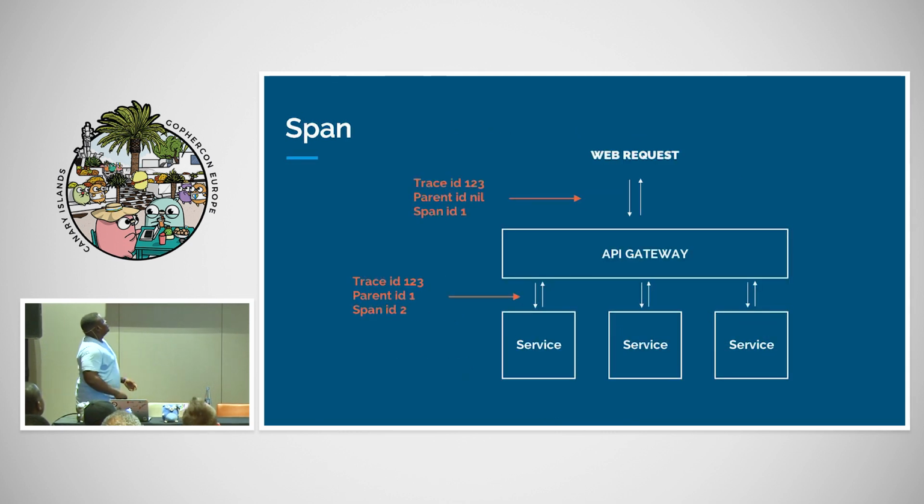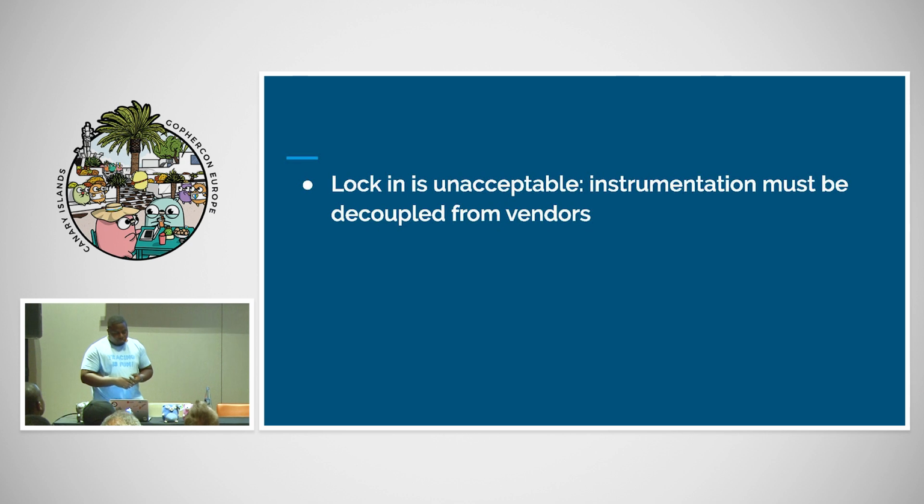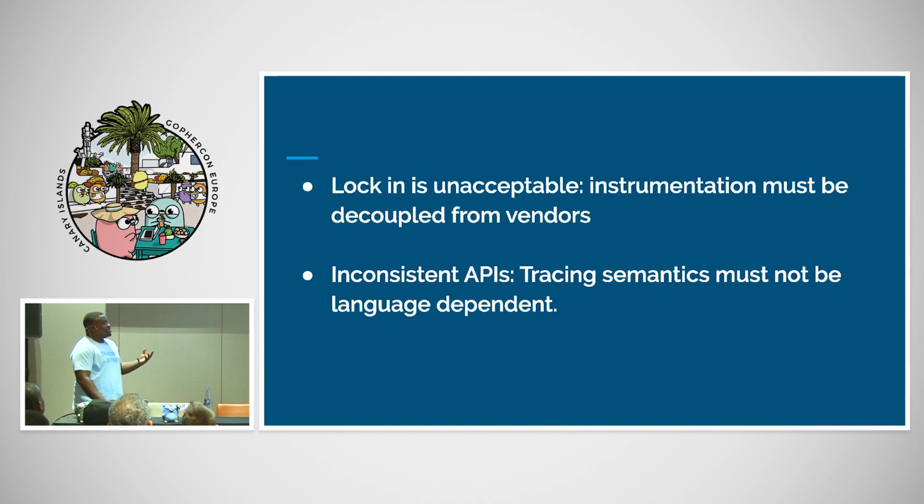Okay. So I thought that image would not be clear, but this is a clearer image of how the spans would look. Right. So if distributed tracing is so good, why isn't everyone using it? One, the biggest issue has been vendor lock-in. Distributed tracing is really hot right now, so there are a lot of vendors trying to implement their own implementation, and people are afraid of being locked into a certain vendor or a certain technology. Then there's inconsistent APIs.